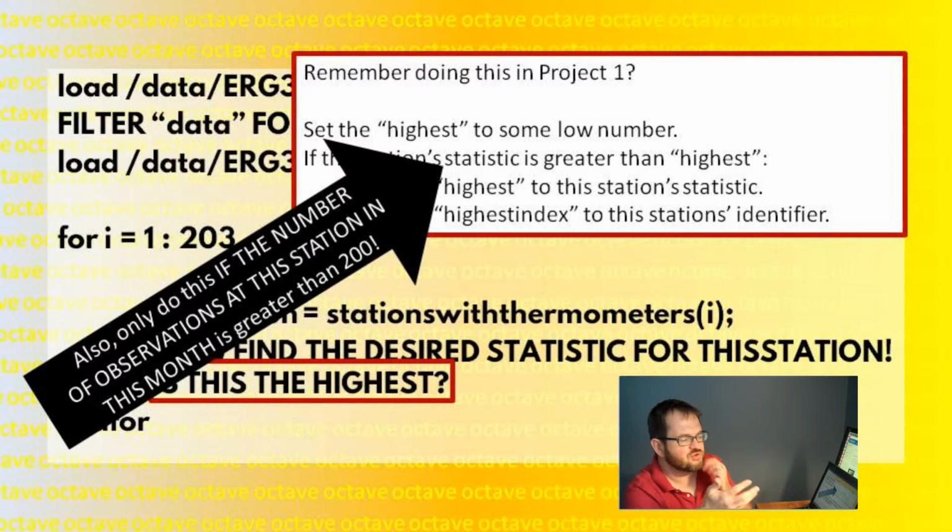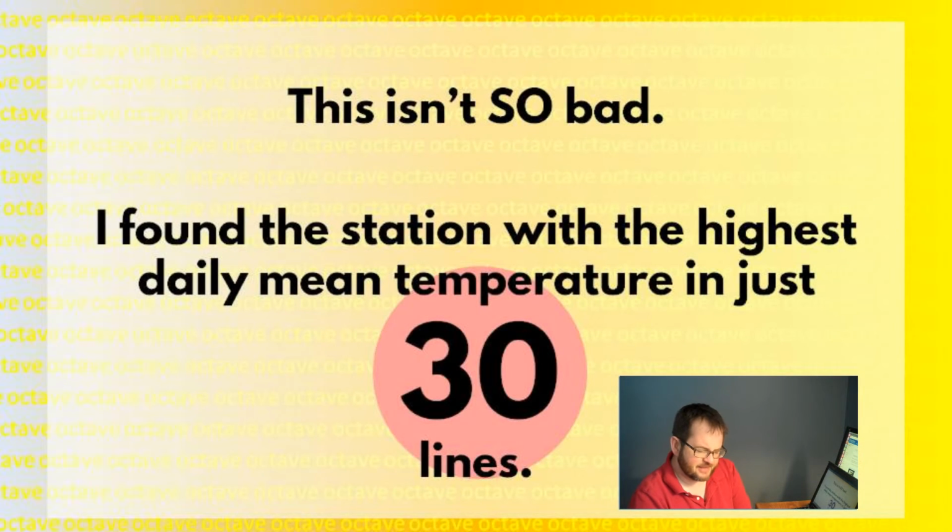So when you compute your statistic for this station, like what its average temperature is, then say if this is the highest and the number of observations, which is rows in your data array once it's been filtered for station, is more than 200. Okay, it'll just eliminate some of these stations that don't have very many observations. I know it sounds a little bit rough, but actually it's not so bad.